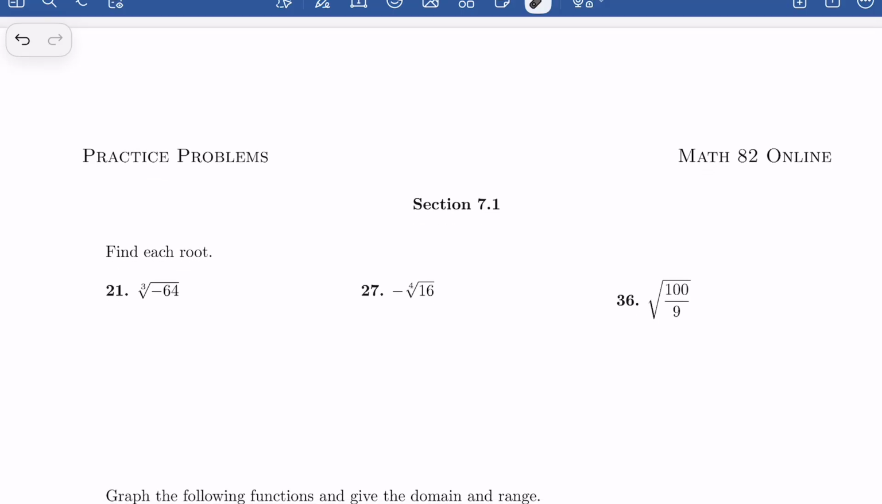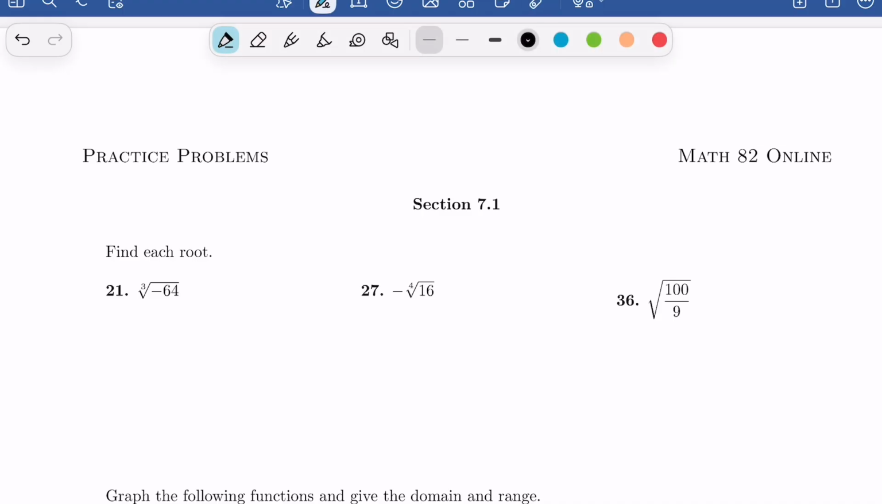So for this first one, we want to find the third root of negative 64. Well, this is just going to give us -4. Now, the reason being is because if we were to take -4 raised to this third power here, that would give us that -64. Okay, so that'll be our answer for that first one.